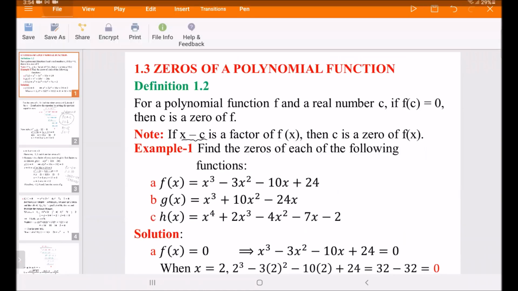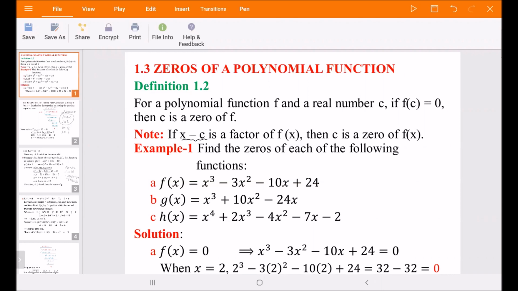Now let us consider the third example. The third example is h of x equal to x to the power of 4 plus 2x cubed minus 4x squared minus 7x minus 2. Again, because the leading coefficient of this polynomial is 1, if this polynomial has any rational zeros, it must be from among the factors of 2: plus or minus 1 or plus or minus 2. Now we don't know whether 1 or 2, minus 1 or minus 2 are the zeros of this polynomial.